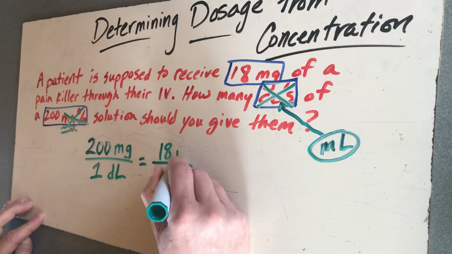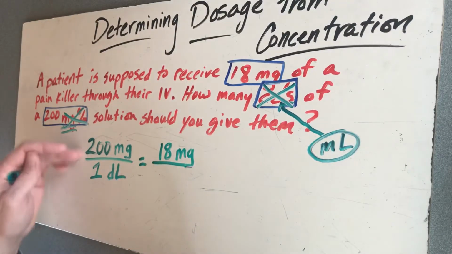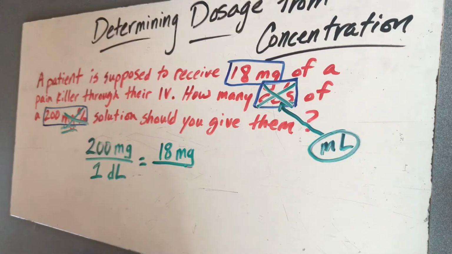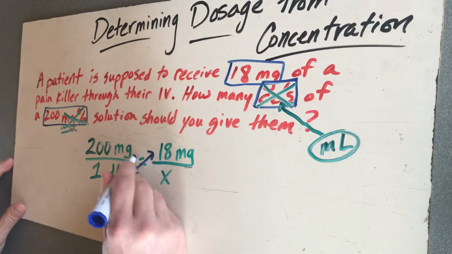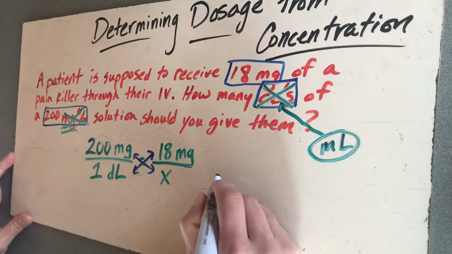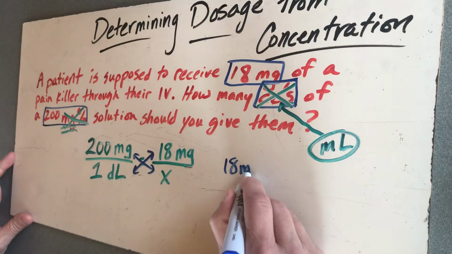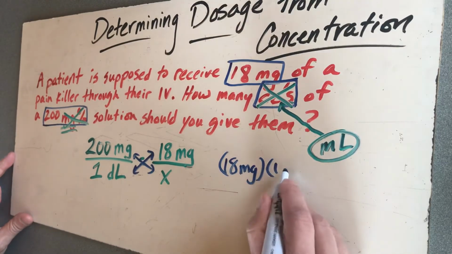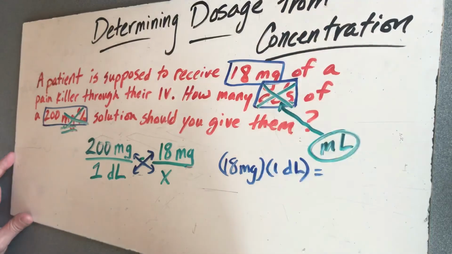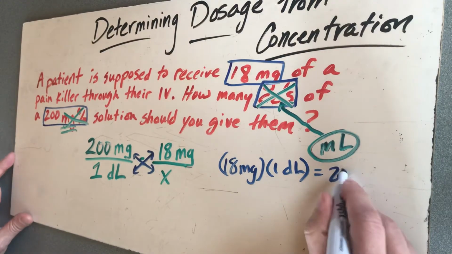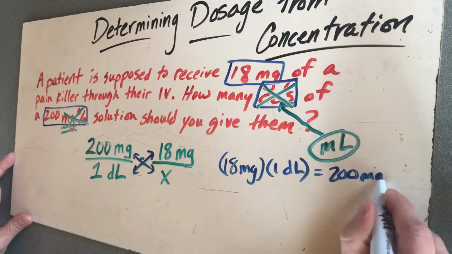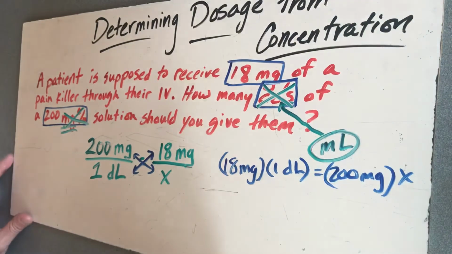I want 18 milligrams. So here's the solution I have. Here's what I want to administer. I'm really going to be looking for this unknown down here. Now how do I solve for that? That part's pretty easy. We're just going to cross multiply. So we get 18 milligrams times 1 deciliter equals 200 milligrams times x. And I'm going to try to get x by itself.